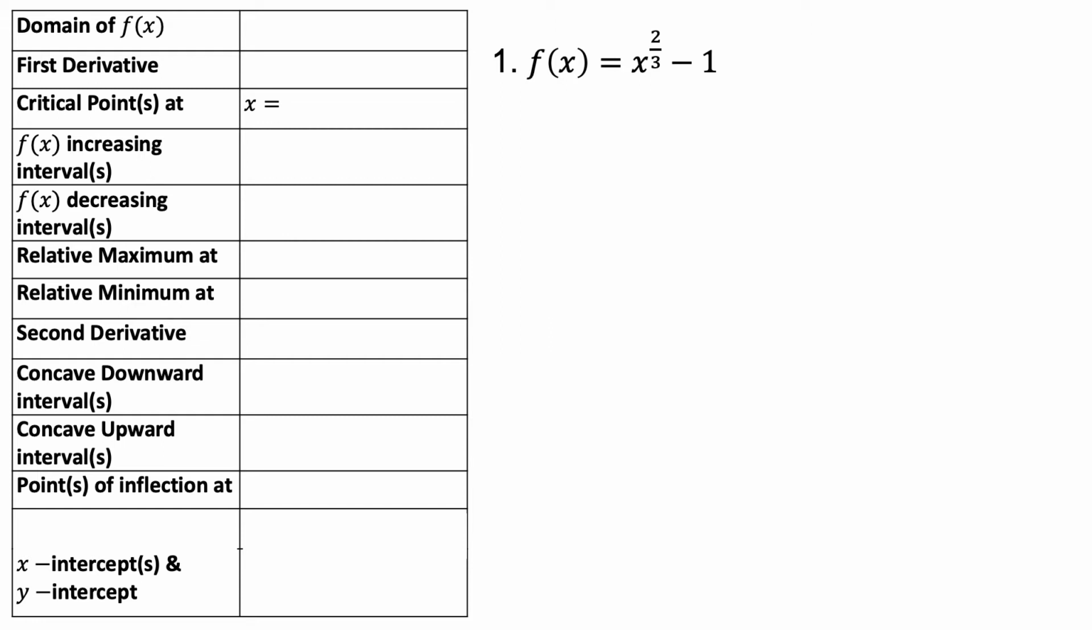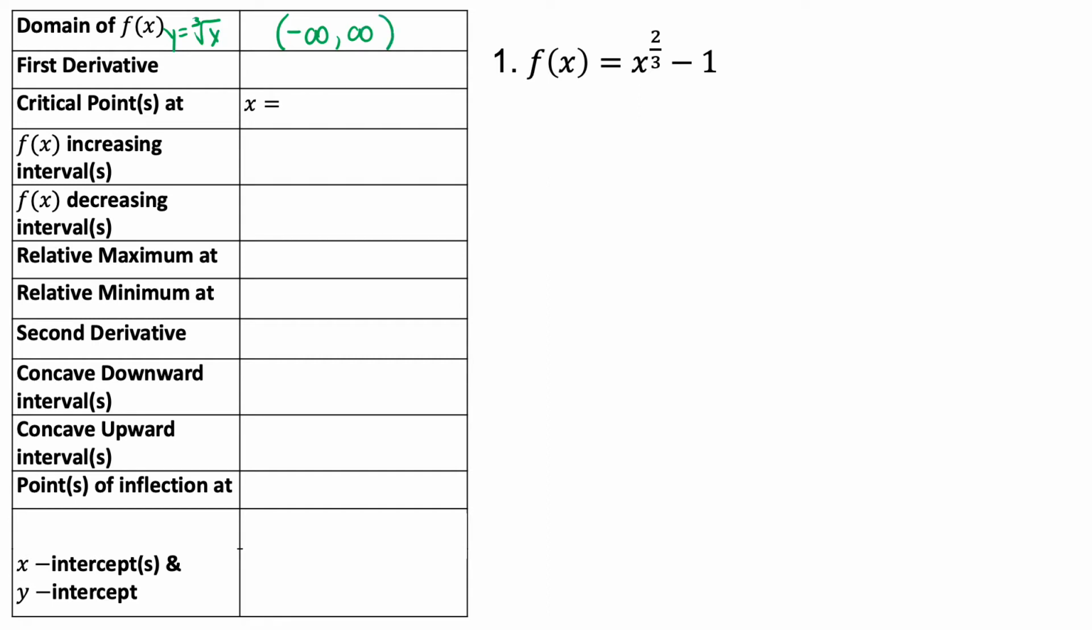Okay, starting with number 1, here our function f of x equals x to the 2/3 power minus 1. So I'm going to start by analyzing whatever we can just from our original function f of x, starting with the domain. Because we have an x to the 2/3 power, we want to think about the graph of y equals the cubed root of x and the domain of that function. Because the domain of the cubed root is negative infinity to positive infinity, the domain of this function will also be negative infinity to positive infinity.